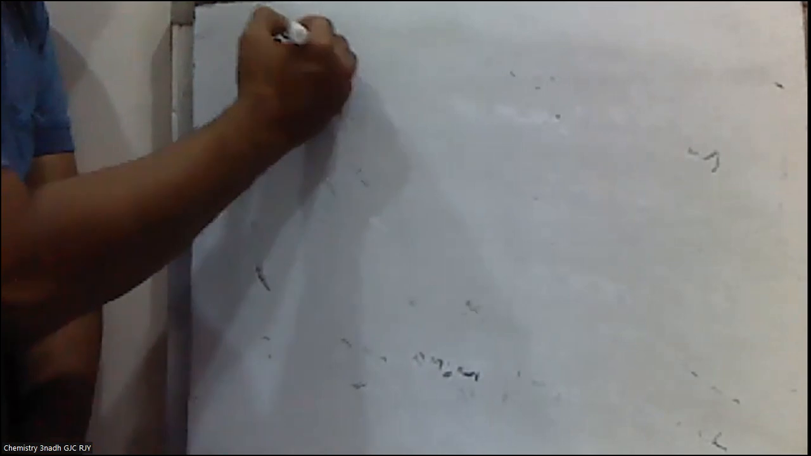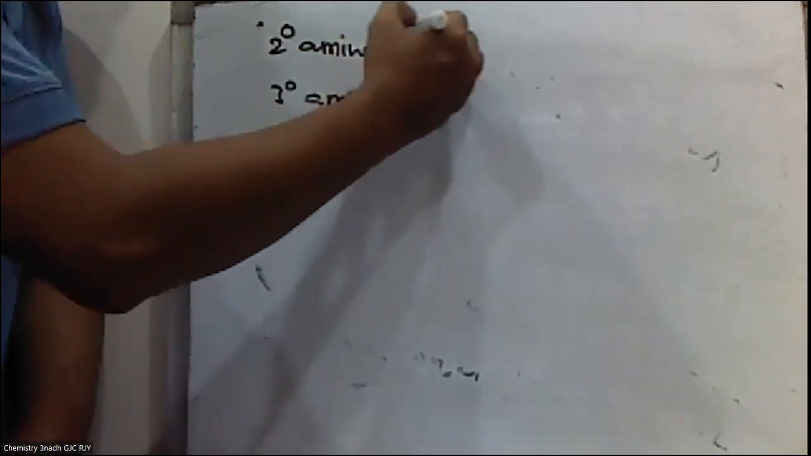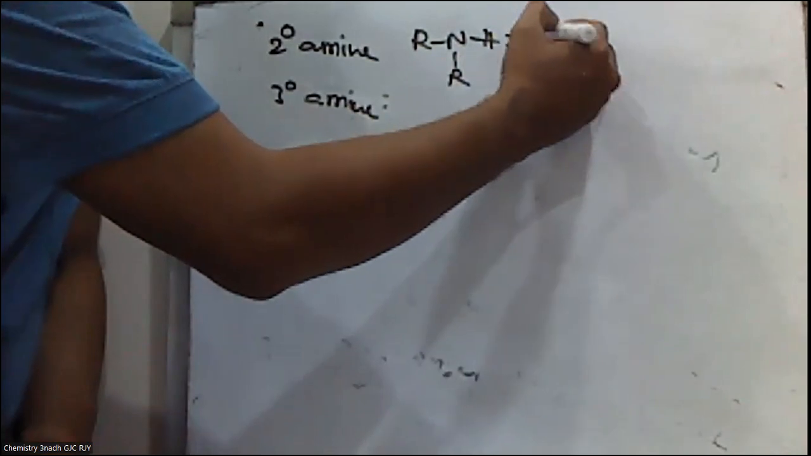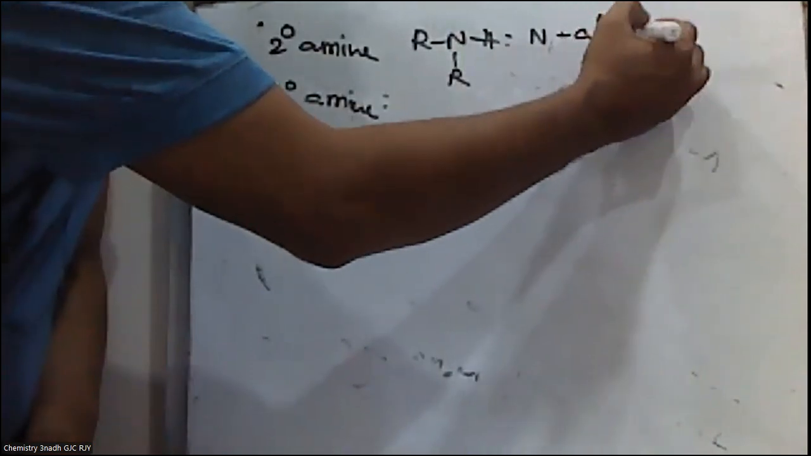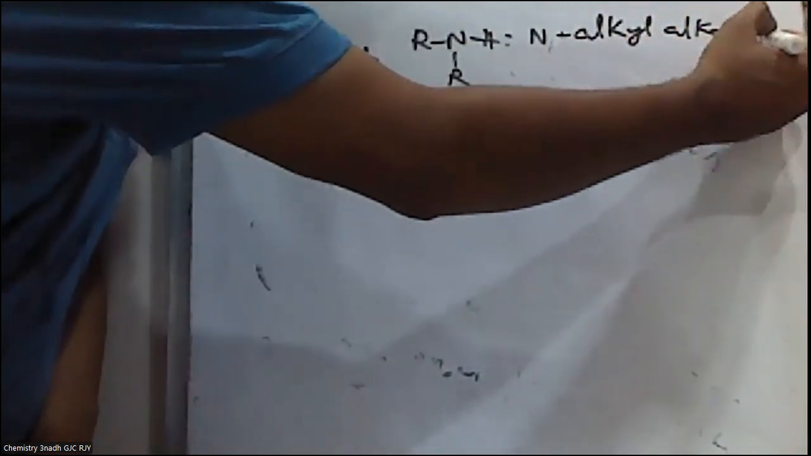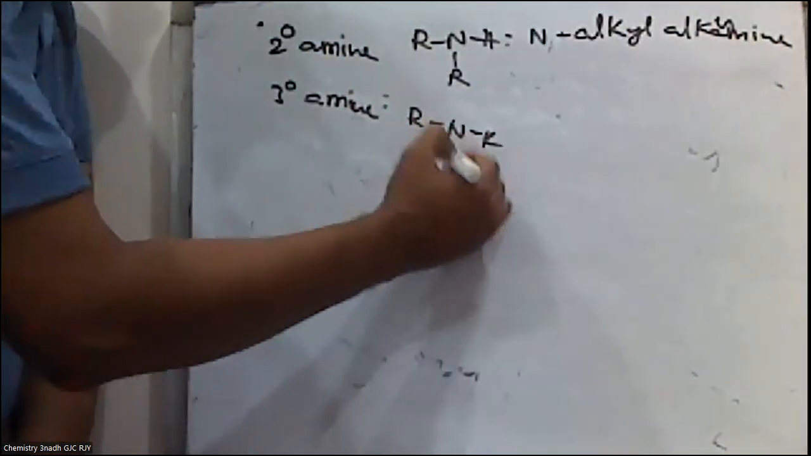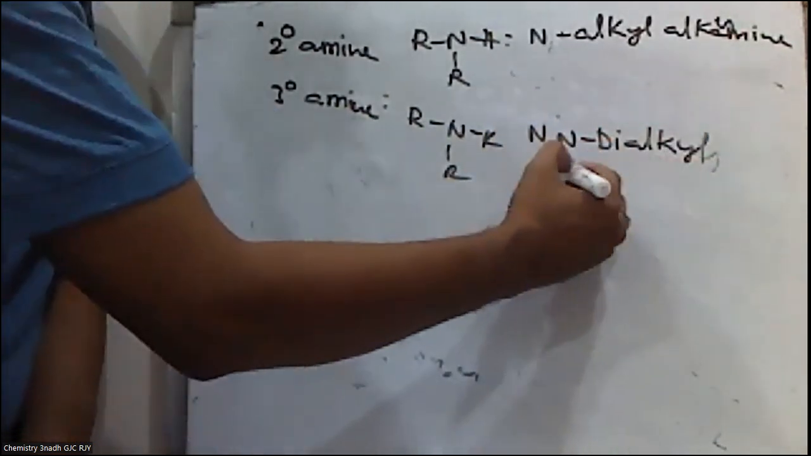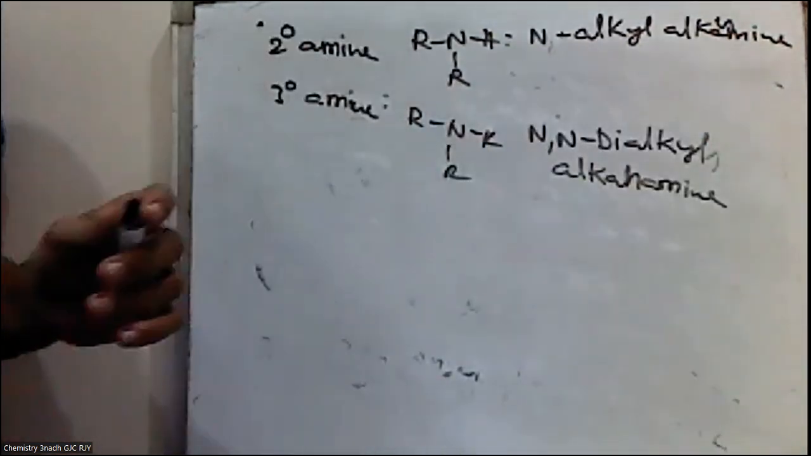While naming the secondary amines and tertiary amines, if same alkyl groups are present, they should be written as N-alkyl alkanamine for secondary amines. Whereas for tertiary amines, it should be written as N,N-dialkyl alkanamine.